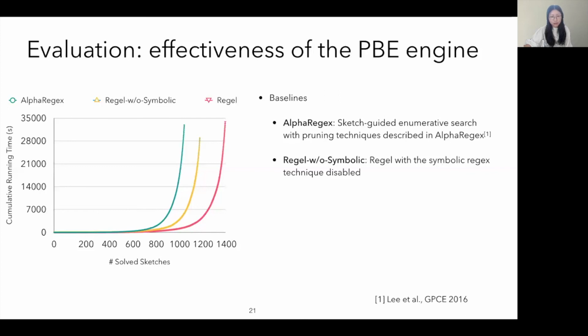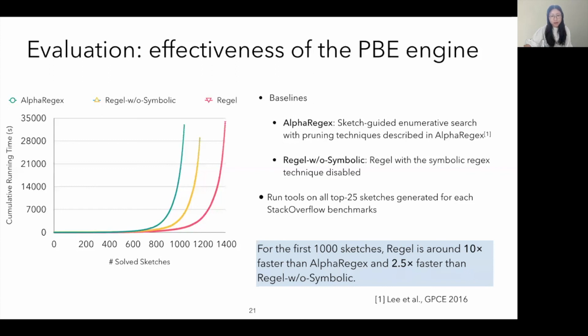prune the search space. We run all 3 tools on the top 25 sketches generated for each Stack Overflow benchmark and measure the cumulative running time with respect to the number of solved sketches. Here, we define a sketch to be solved if the PBE engine can find an instantiation of the sketch that is consistent with the examples. It turns out that for the first 1,000 sketches that can be solved by all tools, Rego is around 10 times faster than AlphaRegex and 2.5 times faster than Rego without symbolic.